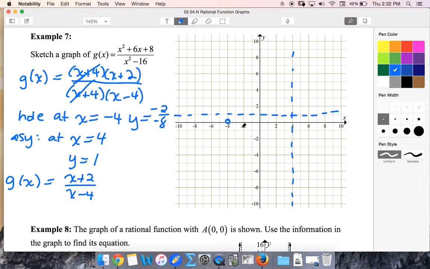Looking for x and y intercepts, g of 0 is 2 over -4, so that's -1/2. 0, -1/2, and this one is a solid dot. g of x is equal to 0 when x is -2, because at -2, I would get 0 over -6, which of course is 0. So x is -2, y value is 0. I can already see the shape of this one.